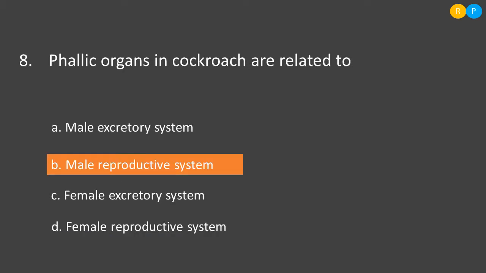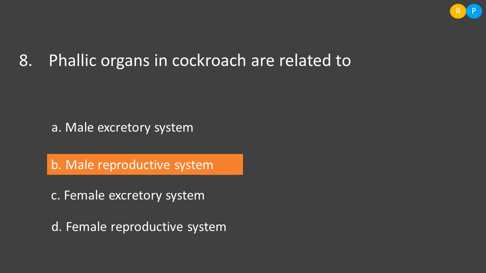Yes, our eighth question: Phallic organs in cockroach are related to. If you notice the parts in the male reproductive system of cockroach, you can clearly notice the presence of phallic organs. Clear. Phallic organs are present in the sixth segment of the cockroach. It is present beneath the utricular gland.